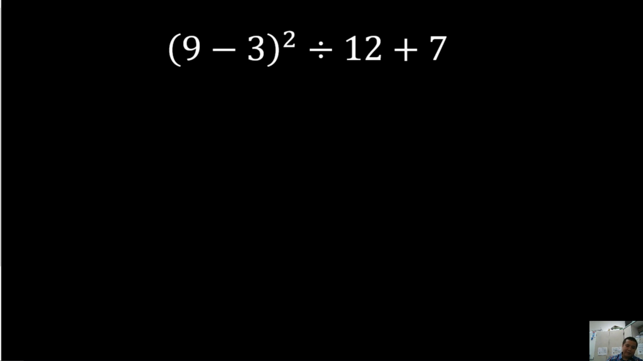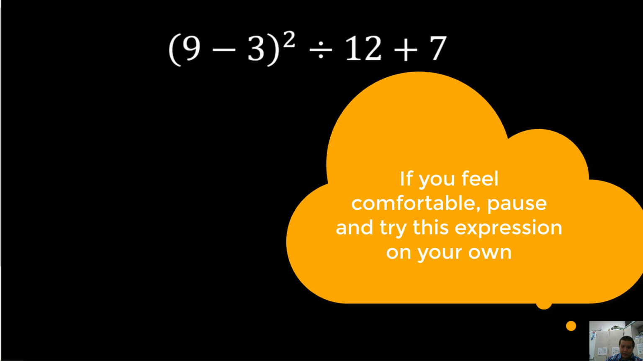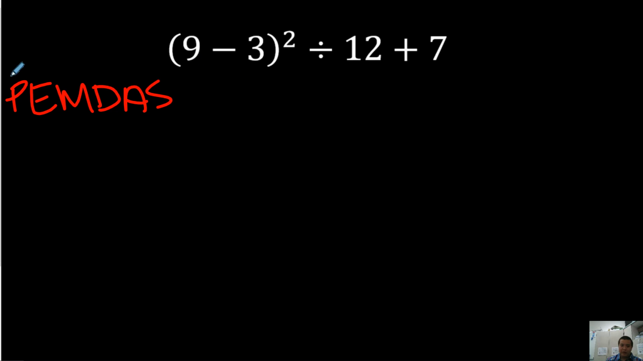So here's another example. You can go ahead and pause and try this one on your own if you would like. I'm going to go ahead and write PEMDAS right there. We do have parentheses right here, so we're going to do the subtraction first because according to order of operations, whatever happens in the parentheses has to happen first. So 9 minus 3 is 6.